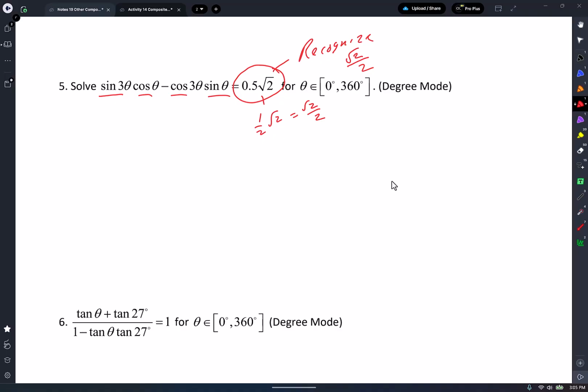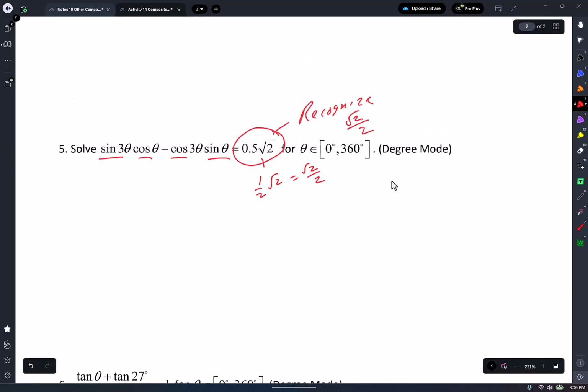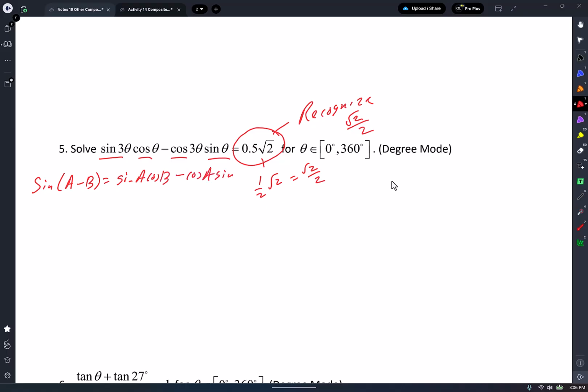What does that look like to you? A cosine or a sine? A sine. I'm going to write the formula right here real quick. Sine A minus B is sine A cosine B minus cosine A sine B. Do this 3 times and you'll already have it memorized.